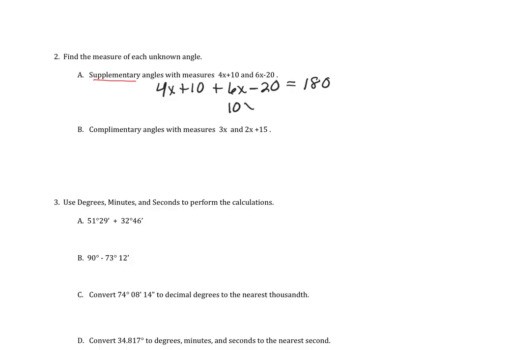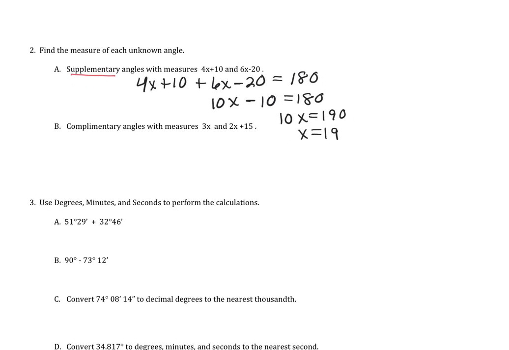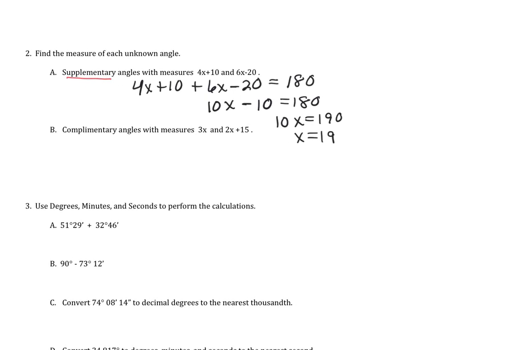That'd be 10x minus 10 equals 180 degrees. 10x would equal 190 degrees. X would equal 19. All right, so we've got our x value is 19. So the directions here, they say to find the measure of each unknown angle. So if I take that 19 and I plug it back in, I have 4 times 19 plus 10. And that would be 76 plus 10, which is 86 degrees.